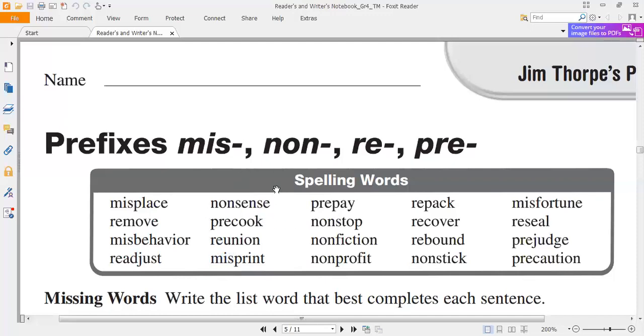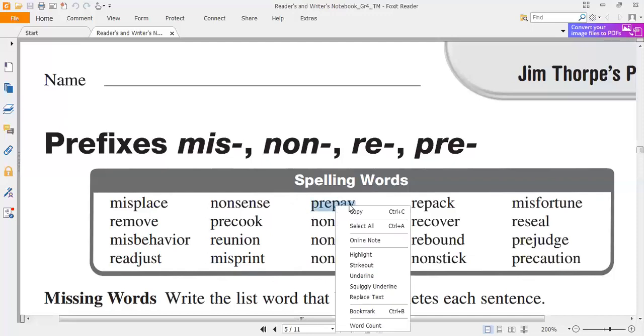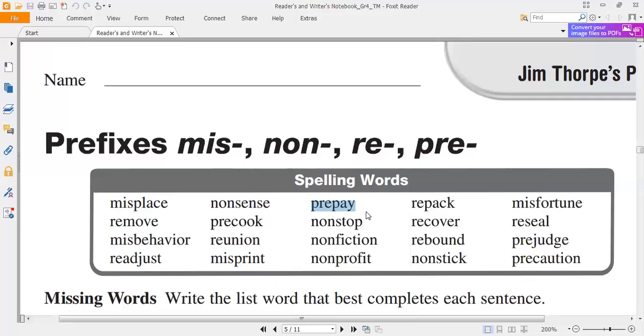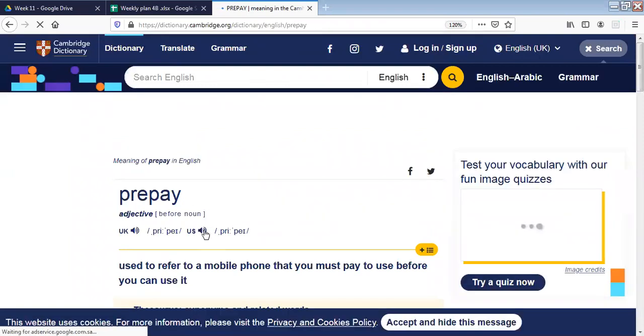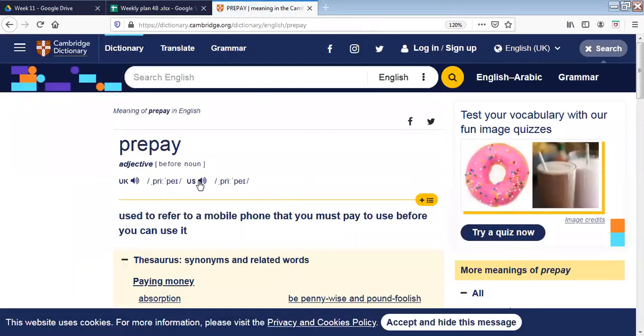Let's go straight now to the third one. Let's start with the first word. Prepay. Prepay, it means what? Prepay is an adjective, and prepay means used to refer to a mobile phone that you must pay to use before you can use it. So when I say a prepay service, it means that you have to pay for something before you use it. This is the meaning of prepay.